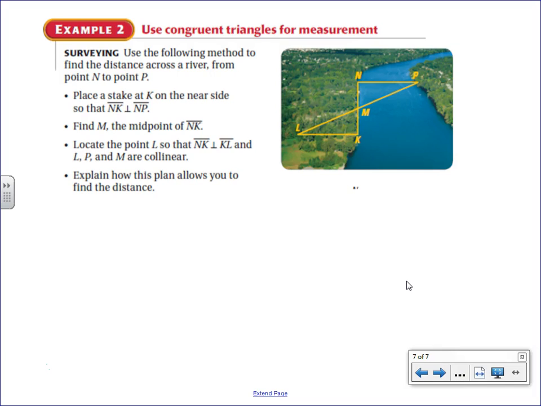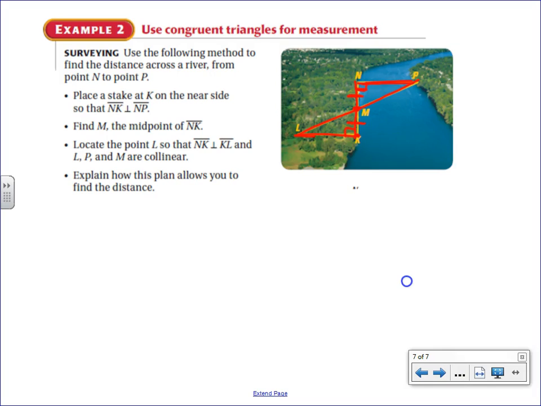So if you take a look on there, let's say we want to measure from point N to P. Well, if you place a stake on point K on the near side of the river so that NK is perpendicular to NP, you've got a right angle there. M is the midpoint of NK. So this point is halfway between those, and you can measure those out. You're going to locate a point L so that NK is perpendicular to KL on the dry land side of the river. And we'll have points L, M, and P all collinear.